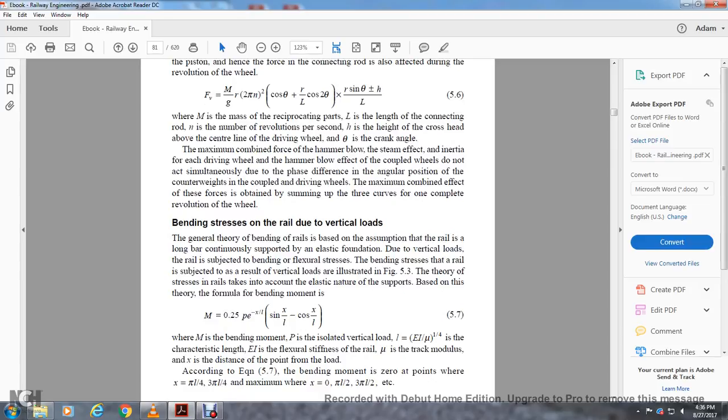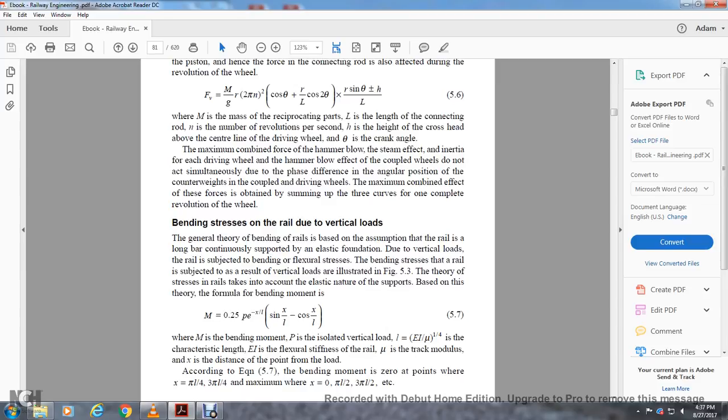The general theory of bending is made from the assumption of the rail as a long bar continuously supported on an elastic foundation. Due to the vertical loads, the rail is subject to flexural bending stress, as illustrated in figure 5.3. The theory of stress in the rail takes into account the elastic nature of the support, and from that theory the formulation of the bending moment M is derived.